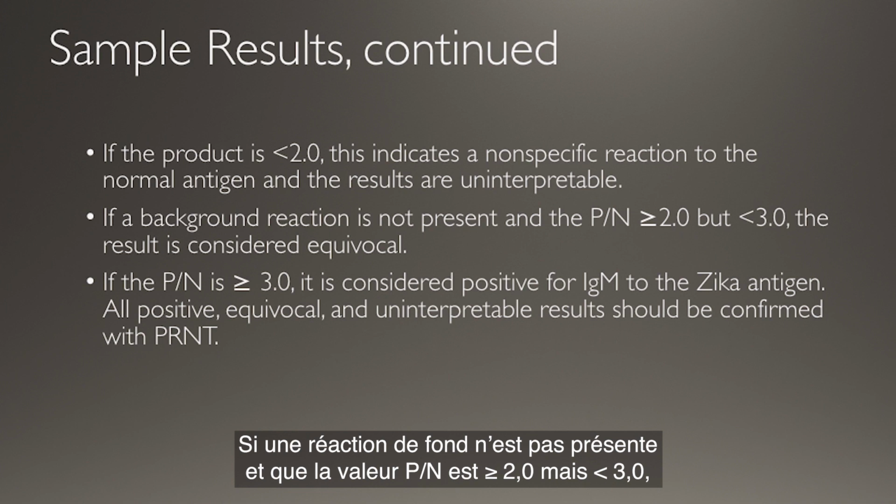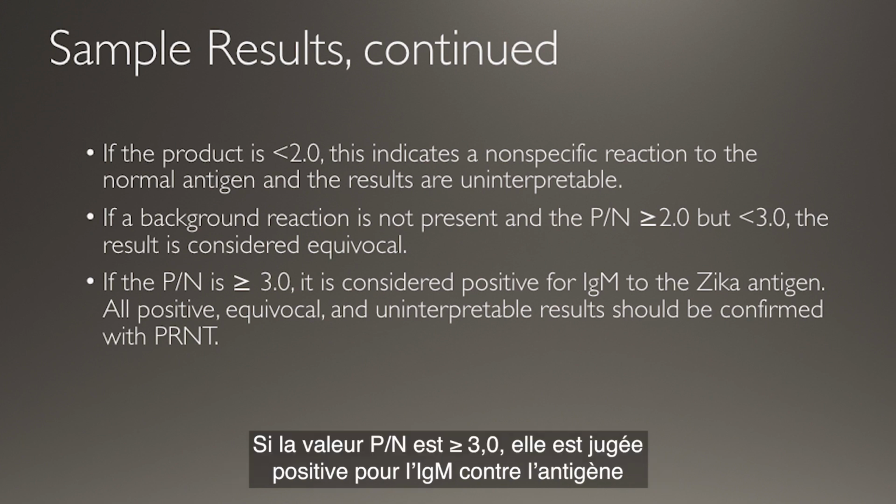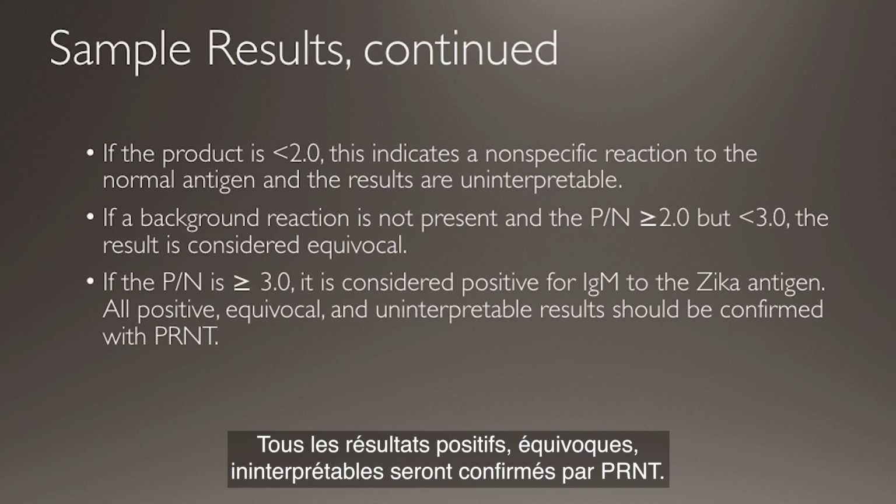If a background reaction is not present, and the P/N is equal to or greater than 2.0 but less than 3.0, the result is considered equivocal. If the P/N is 3.0 or greater, it is considered positive for IgM to the Zika antigen. All positive, equivocal, and uninterpretable results should be confirmed with PRNT.